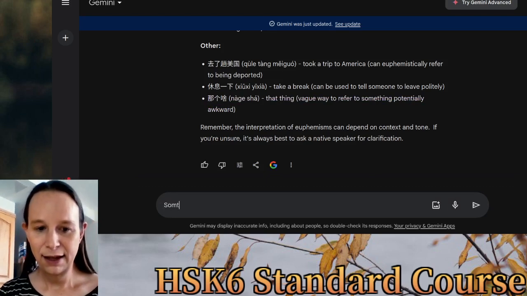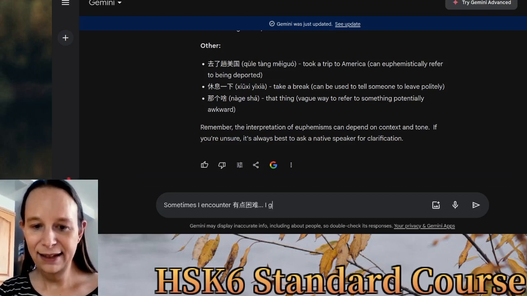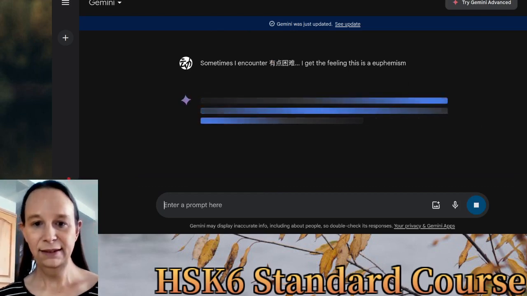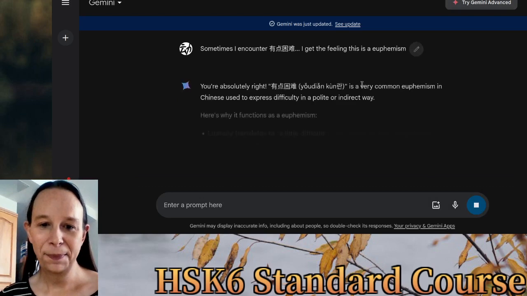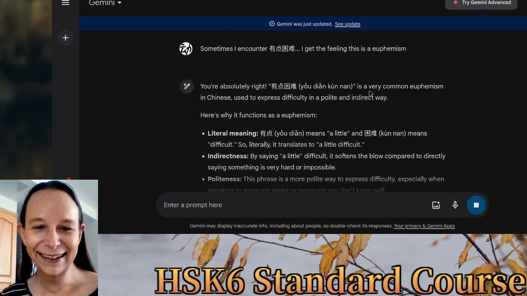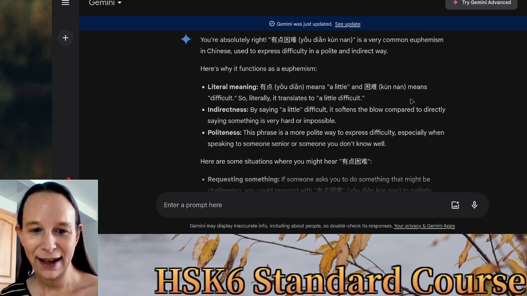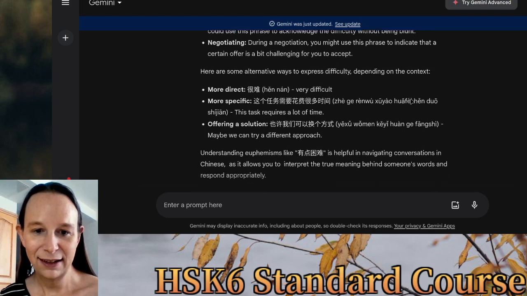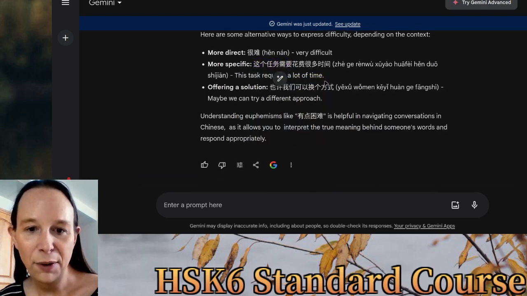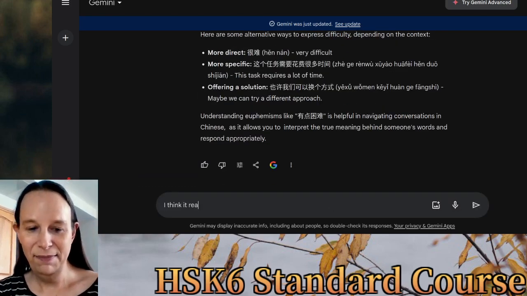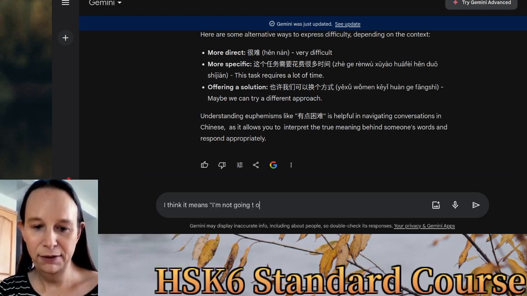Sometimes I encounter 有点困难. I get the feeling this is a euphemism. 有点困难. What's that? Did it just correct it? So literally it means a little difficult, but it usually means I'm not going to help you. 有点困难. 这个任务需要花费很多时间. 也许我们可以换个方式. Yeah, I think it means I'm not going to help you.